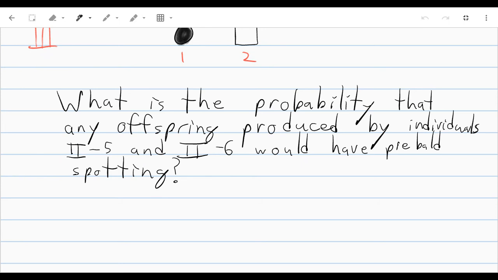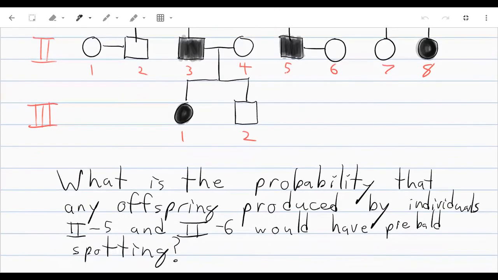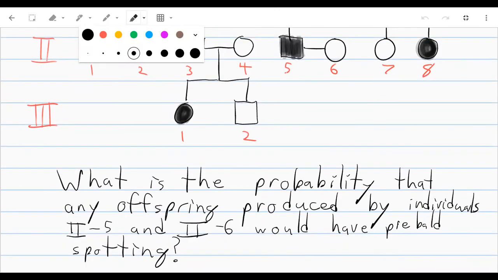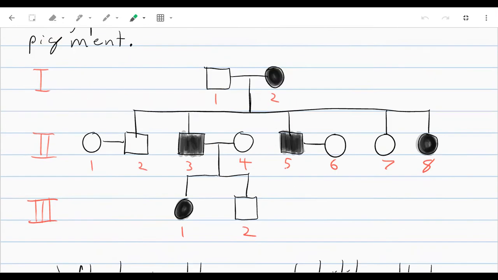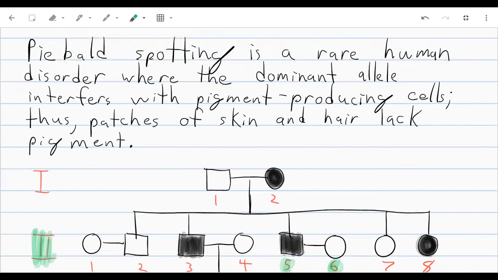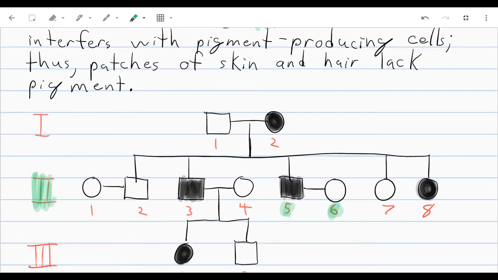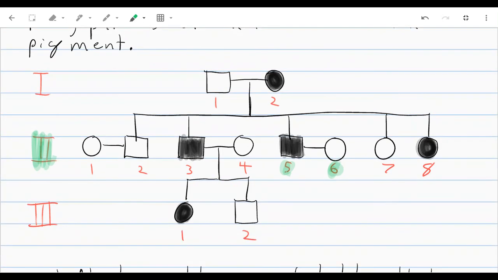So we can figure this out pretty easily. We just have to do some analysis first. So we are being told we're looking for 2-5 and 2-6, which are going to be these 2 individuals right here, because this is generation 2, and then it's number 5 and 6. We are also told that this is a dominant trait. So the individuals in this pedigree who have the shaded shapes we know are displaying the dominant phenotype.